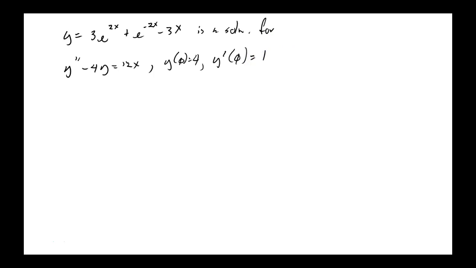So all they said was verify it. Okay, so let's do that. Remember how we do that? y prime would be 6e to the 2x minus 2e to the minus 2x minus 3. That's your y prime. Your y double prime would be 12e to the 2x plus 4e to the minus 2x. Now let's plug these back into the differential equation, see what we get.